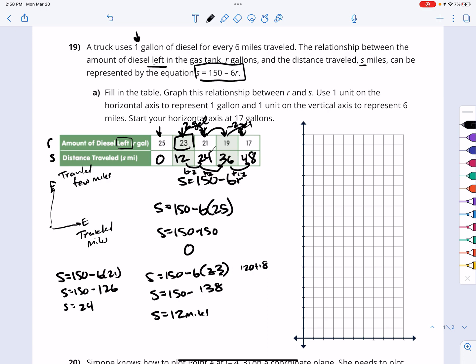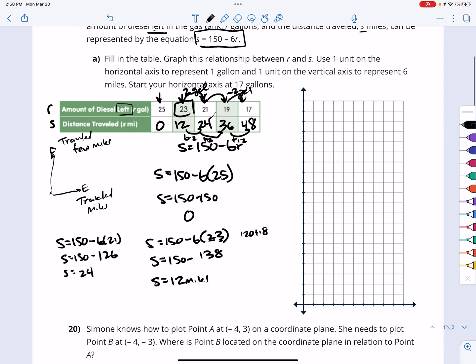So now we have our table, and this is going to allow us to plot our points. They give us some information here, and on the test there's not going to be anything quite this complicated, but it is interesting to look at. The horizontal axis is the amount of diesel left over, measured in gallons, and they tell us to start the horizontal axis at 17 gallons. So this is 17, 18, 19, 20, 21, 22, 23, 24, 25, 26.